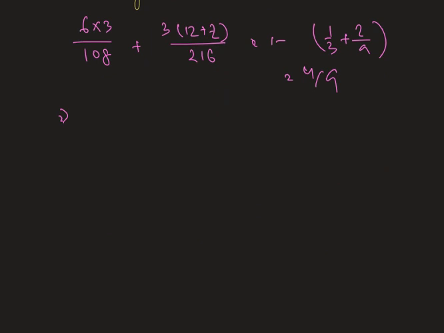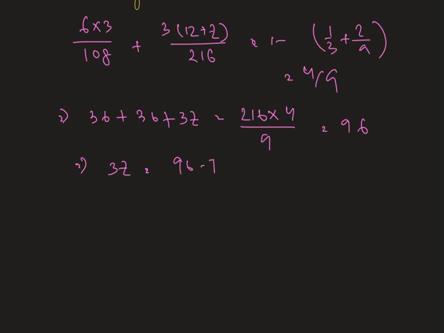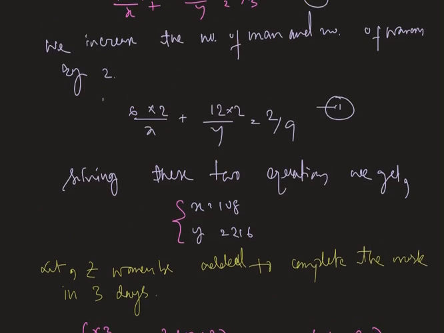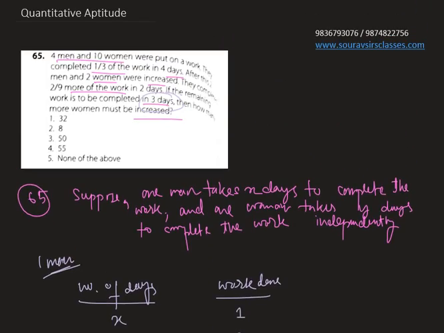This results in 36 plus 36 plus 3Z is equal to 216 multiplied by 4 divided by 9, which results in 96. Therefore 3Z is equal to 96 minus 72, which is 24, and hence Z is equal to 8. So the required answer for this question is 8. Hence option 2 is the correct answer.